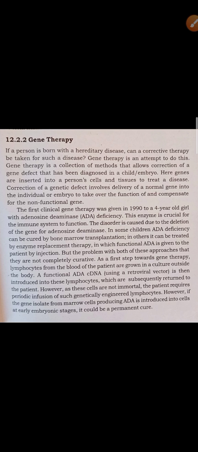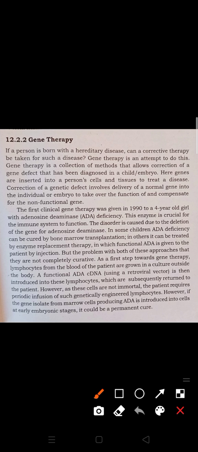Okay, so the defective gene has to be identified. Afterwards only the particular remedy of it can be transferred inside the patient. How is it so? Now we will discuss this process. Okay, the correction of genetic defects involves delivery of a normal gene into the individual or embryo. This line is very important, children. Okay, and compensate for the non-functional gene.